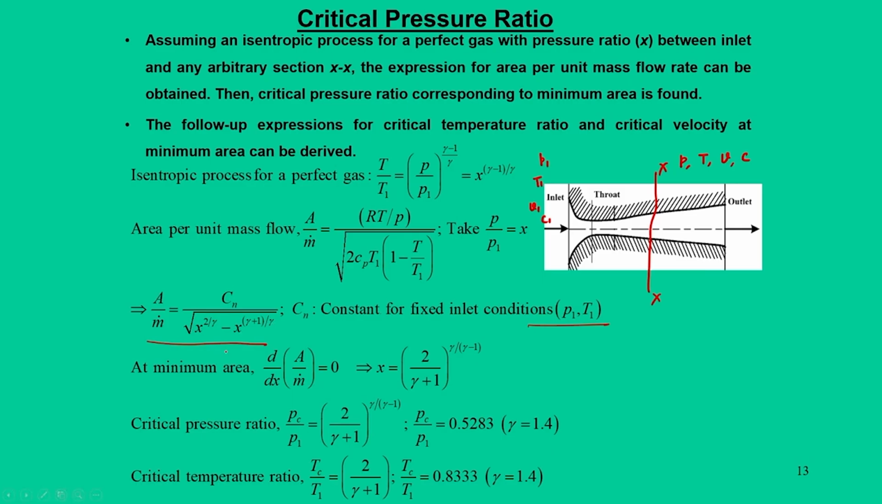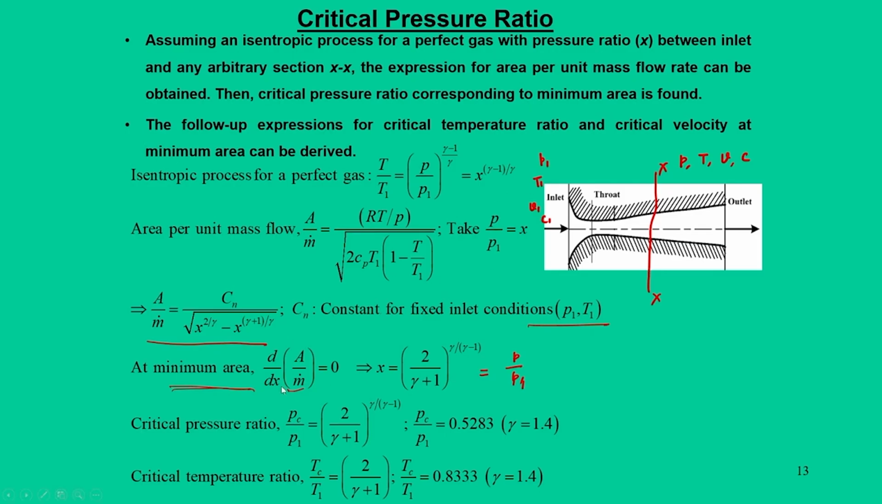Now, this expression will give the condition for minimum area by differentiation, d by dx of A by m dot, and after differentiation we find that x is equal to 2 by gamma plus 1, to the power gamma by gamma minus 1, and this x is nothing but P by P1. So, in other words, any arbitrary pressure is expressed with respect to its initial condition P1.